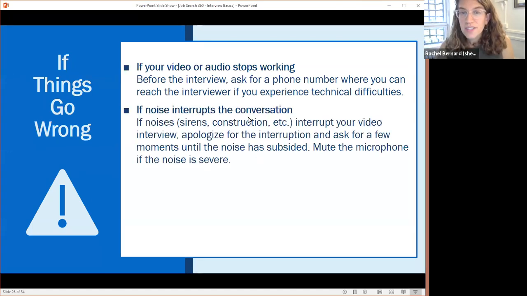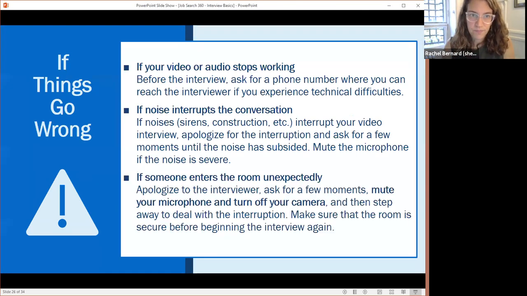If noise interrupts the conversation, you live in New York, there's a lot of noise. If it's something small, don't worry about it. But if it's really loud, just say, I'm sorry, there's an ambulance going by. I'm just going to mute myself for a minute until that noise subsides. And so then mute, wait, and then continue.